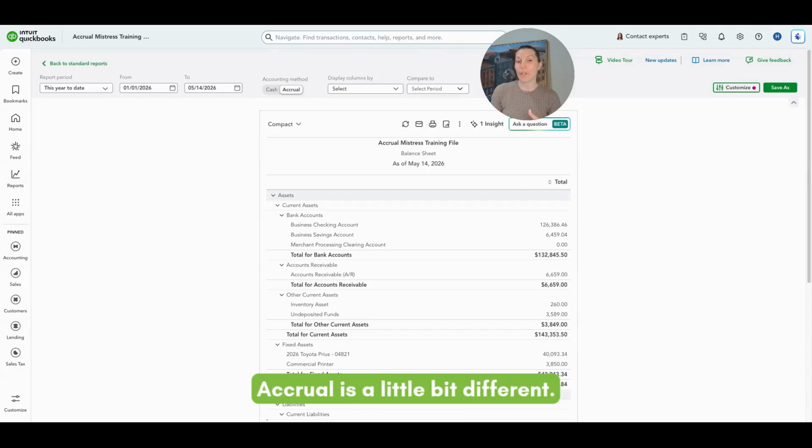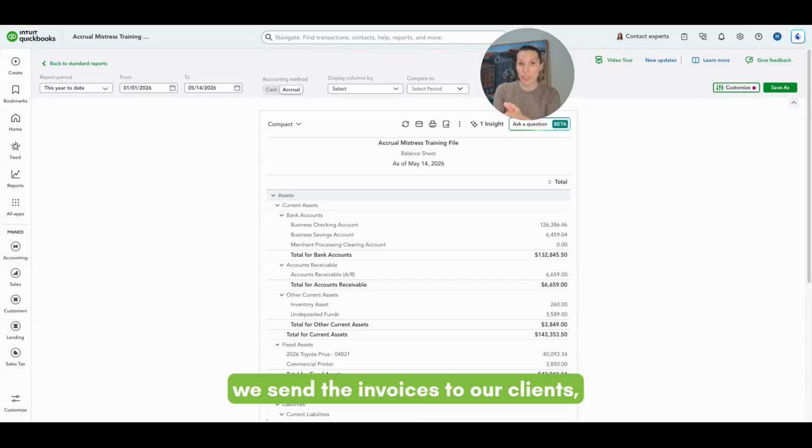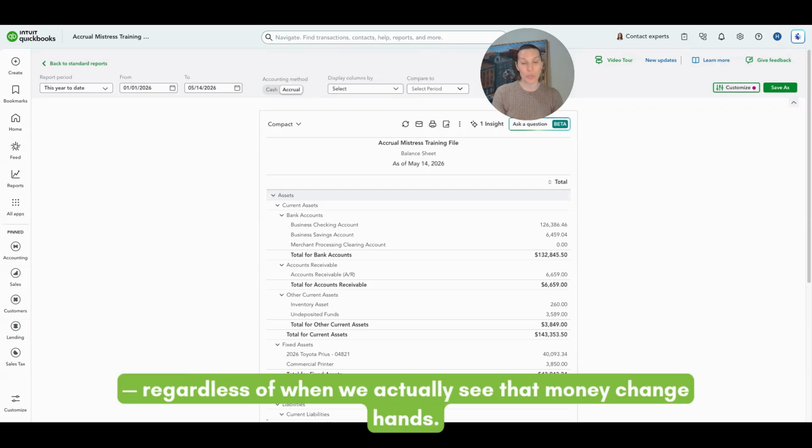Accrual is a little bit different. On accrual basis, we recognize both income and expenses when we send the invoices to our clients or when we receive the bills from our vendors, regardless of when we actually see that money change hands.